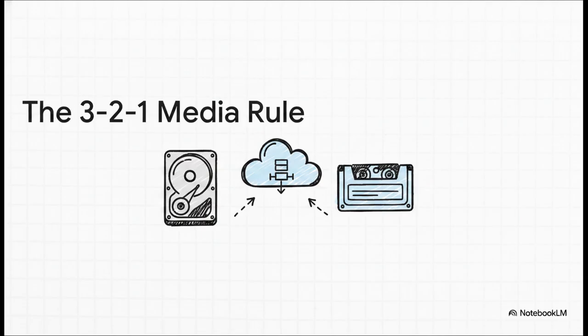You might use incredibly fast local disks for rapid, everyday recoveries. But then you pair that with a secondary media, like remote cloud storage, or even highly cost-effective tape drives if you're dealing with petabytes of data, just to ensure deep, bulletproof redundancy.